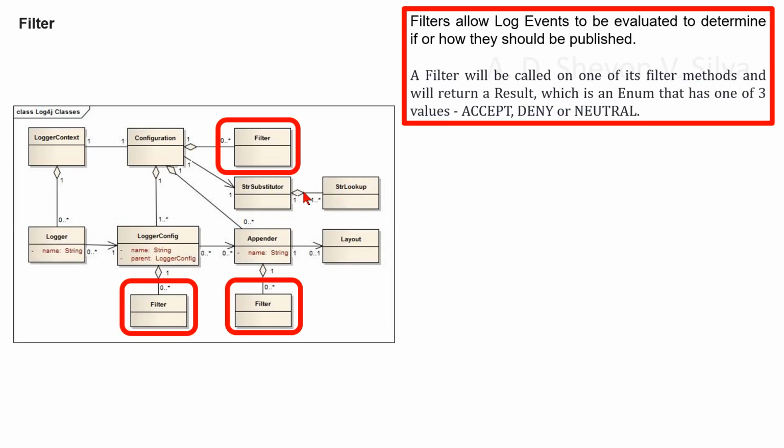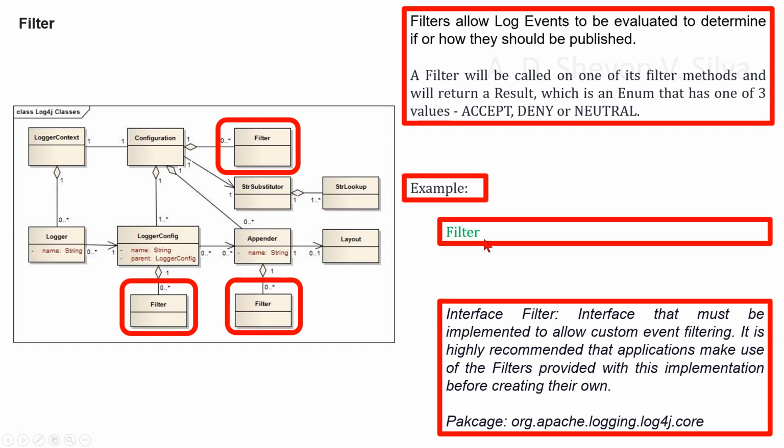Now we are focusing on filters. Filters allow log events to be evaluated to determine if or how they should be published. A filter will be called on one of its filter methods and will return a Result, which is an enum that has one of three values: ACCEPT, DENY, or NEUTRAL.